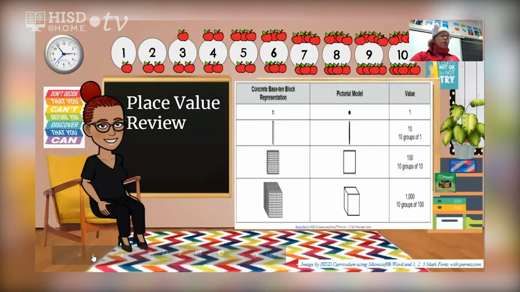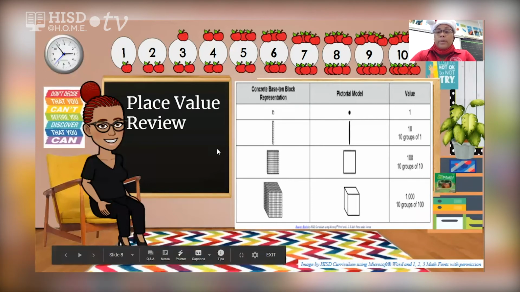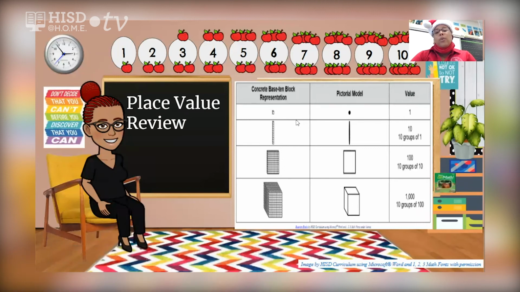And if you look here, we have place value blocks. This is a place value review. This is showing you all the different ways that you can represent the number using place value blocks. So here we see the first block is representing ones. This little box is a 1, and this is how we could draw it as a picture, just with a little dot. Here, this place value block is representing the tens, or you could just draw a stick to represent tens, and we know that it takes 10 ones to make 1 ten.